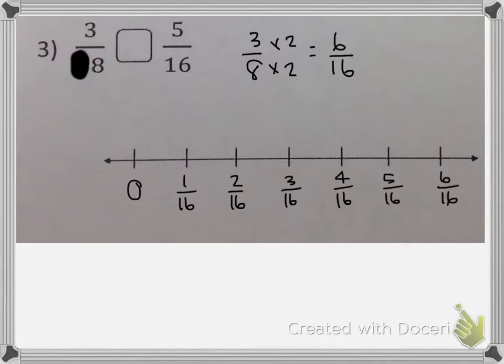So now I should be able to graph these on a number line. Now remember, 3/8 is equivalent to 6/16. So I'm going to graph it on my number line. And then I also have 5/16. And remember, whatever is farthest to the right is the greater number. So in this case, 3/8 is greater than 5/16.